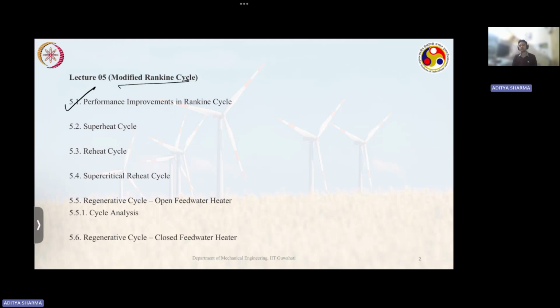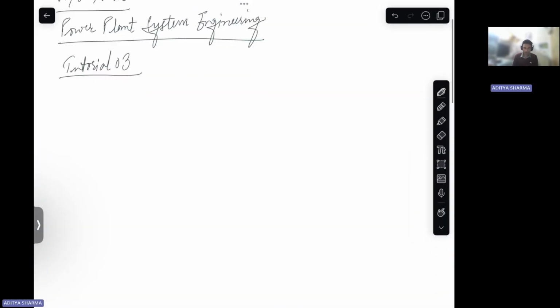And regeneration is of two types. One is regeneration with open feed water heater, and then regeneration with closed feed water heater. First we will see your superheat cycle. What does a superheater do to an ideal Rankine cycle? We shall see that. Then is your reheat cycle, then your supercritical reheat cycle, then your regenerative cycles, two regenerative cycles. So first let's see your superheat cycle.